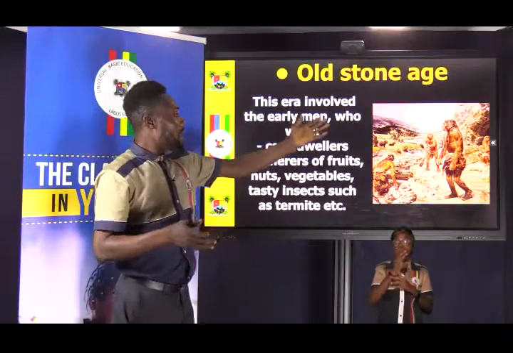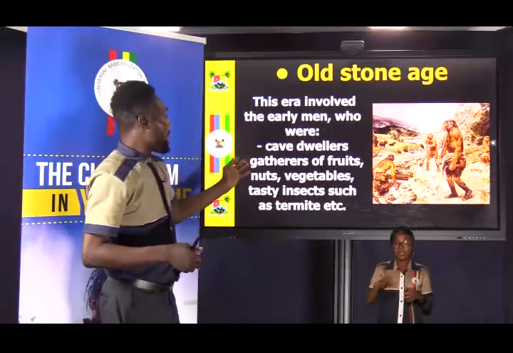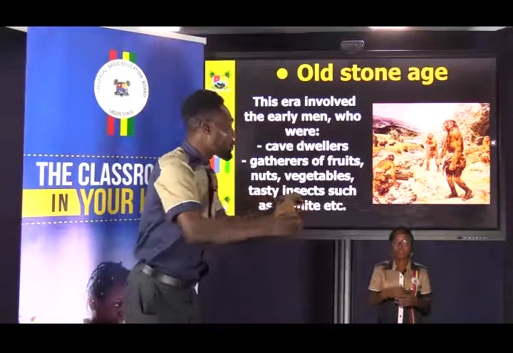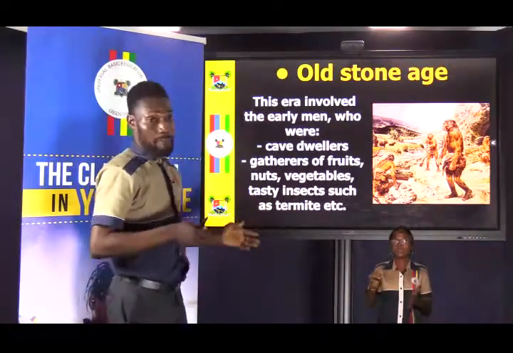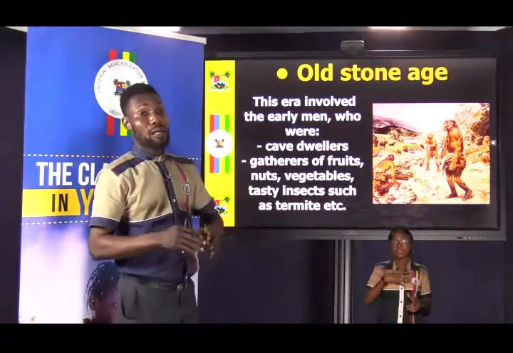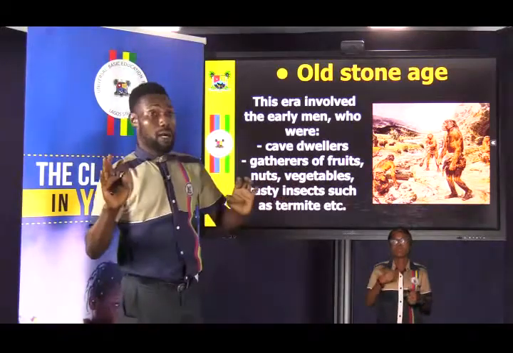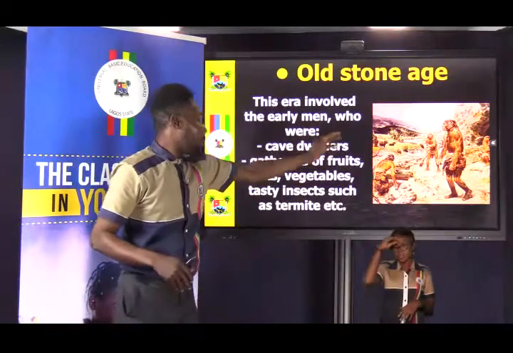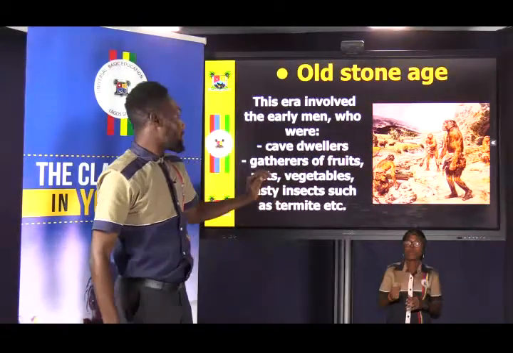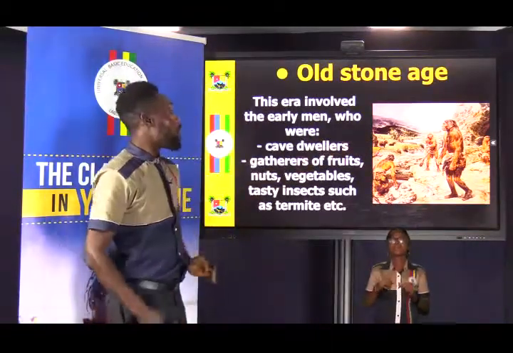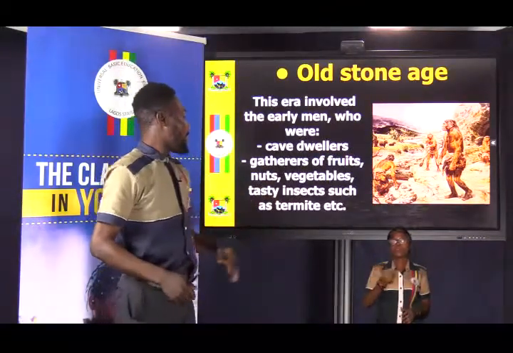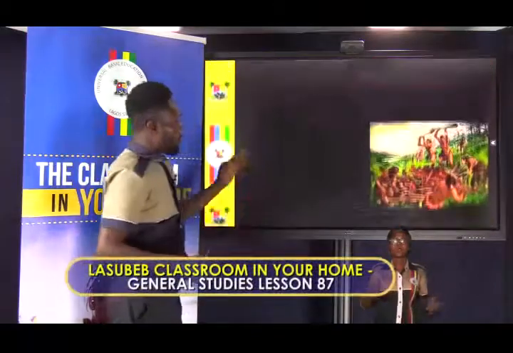And while they were living there, they tried to gather fruits as food. They would just look for fruit around, and that's what they ate. Unlike today that you can have different kinds of food and prepare. But then the early men were cave dwellers. They were gatherers of fruits, nuts, vegetables, insects such as termites.